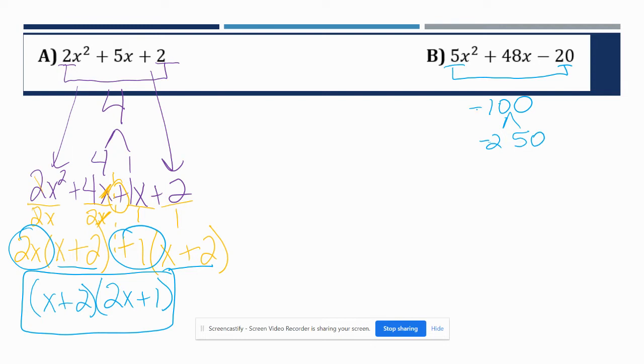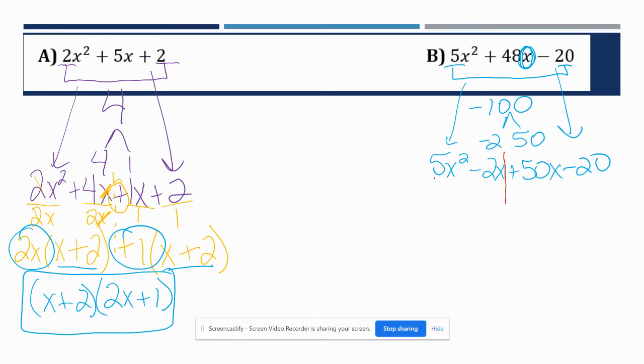Negative 2 times 50 is negative 100. Negative 2 plus 50 is positive 48. Bring down 5x squared. Negative 2 makes this a negative 2x. Positive 50 is plus 50x. Remember, we're using this term in the middle because negative 2 and 50 have to add to that, and then bring down the minus 20.